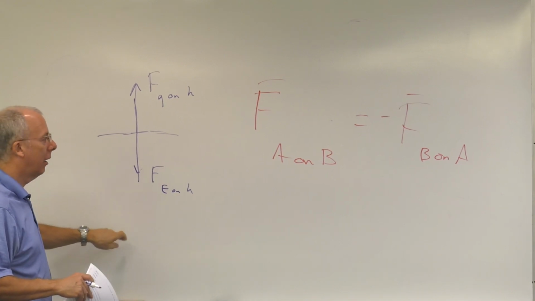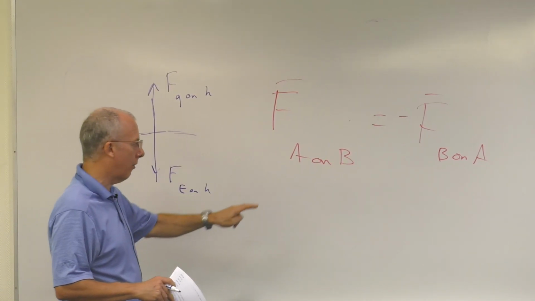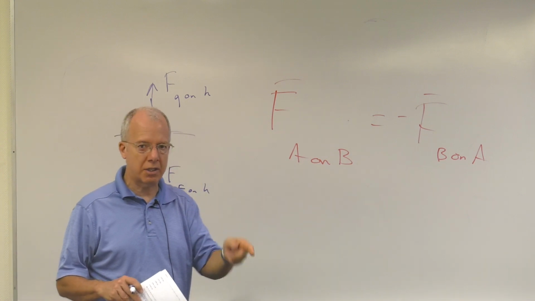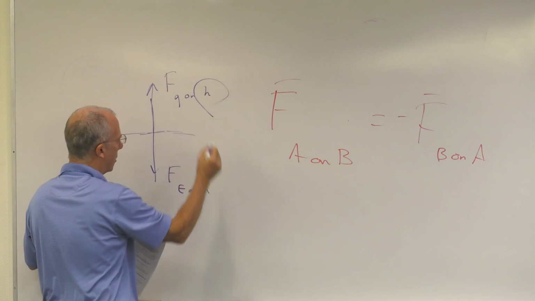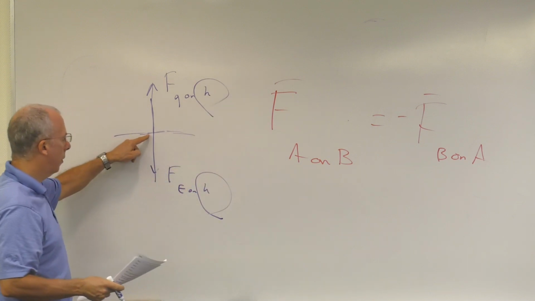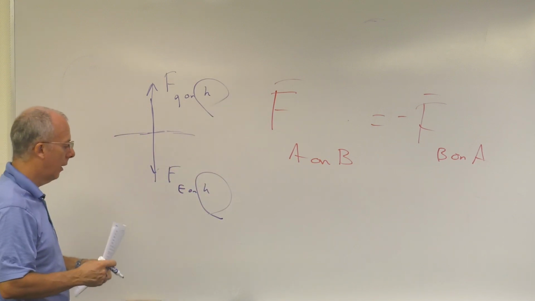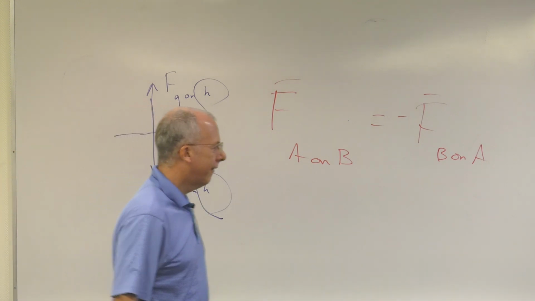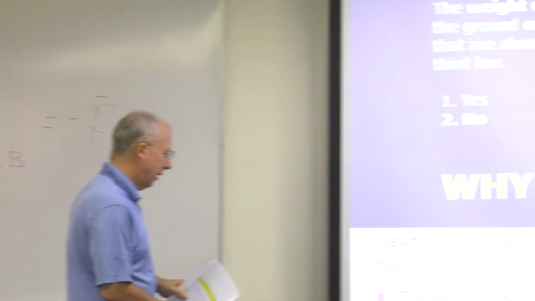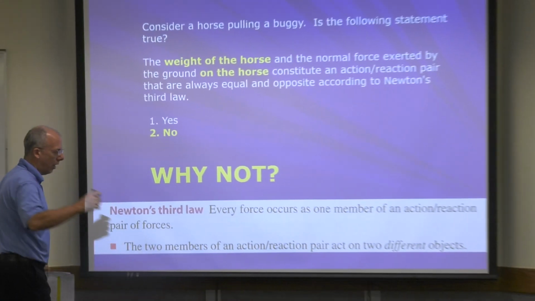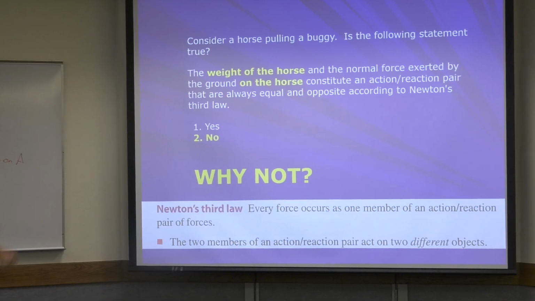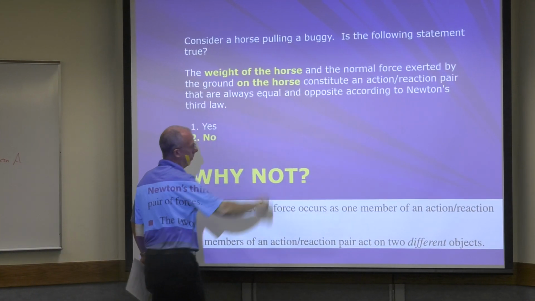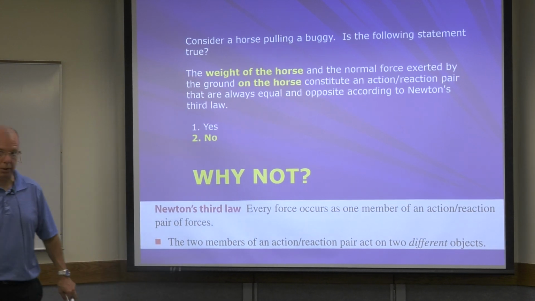Not at all. Because members of the same force pair, you can write it A on B, B on A. And remember, members of the same force pair don't act on the same object. Here the object is the horse. Here the object is the horse, right? We do the forces acting on the horse. So, no! The two members of an action-reaction pair act on two different objects. So the weight of the horse and the ground on the horse are both forces acting on the horse.